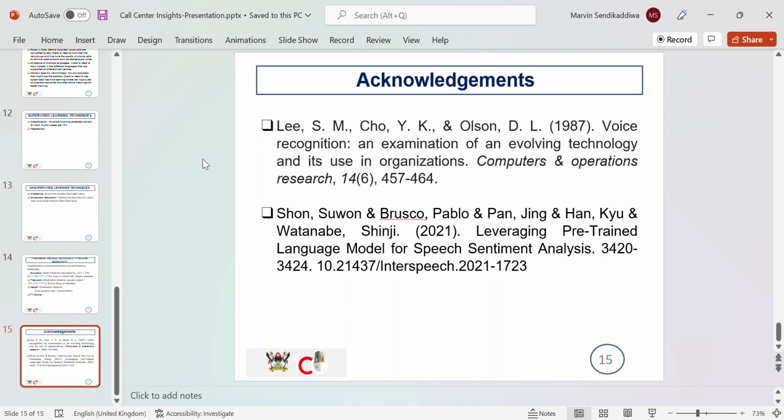I'd also like to acknowledge leveraging pre-trained language models for speech sentiment analysis. The idea that we got from this is the approach that we'll take, because we realize that there is the speech-to-text conversion first, and then there's the text-to-insights conversion. Those are the two core touch points of this project. And this paper was quite helpful in explaining the approach that we might take.